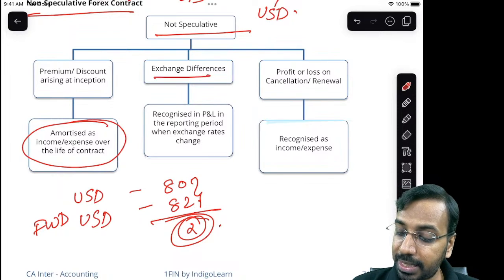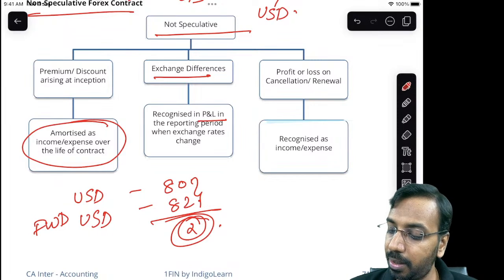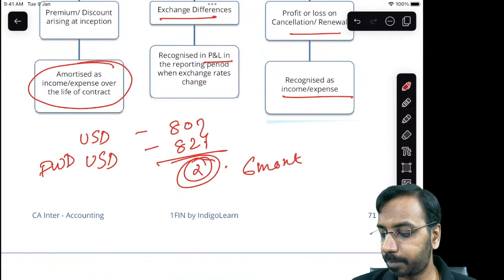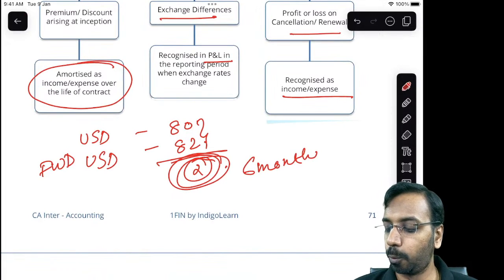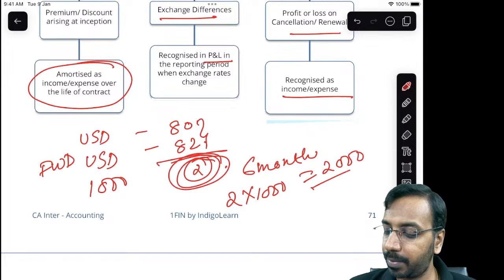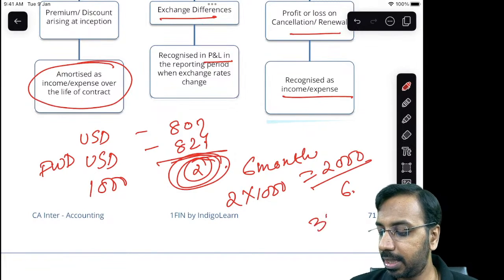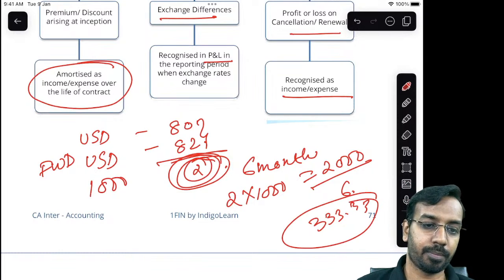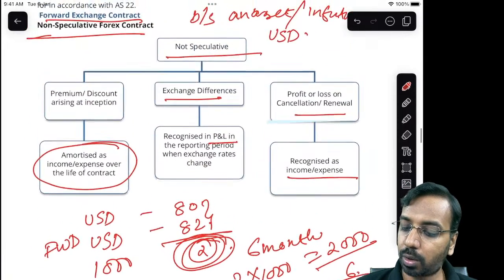Whatever exchange differences there are, are recognized in P&L. Cancellations are also recognized in P&L. But this premium, so let us say it is a 6-month contract, and you have to pay a premium of 2 for $1,000. So 2 into 1,000, which is 2,000, which is the premium, divided by 6, 333.33 will be expensed in each month. That is as far as the forward contract is concerned.